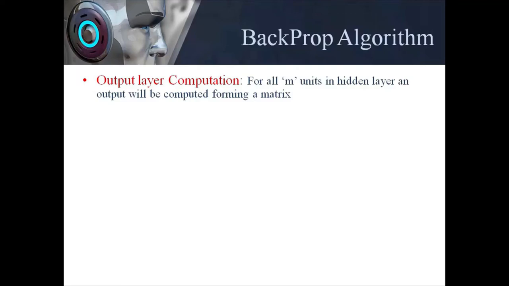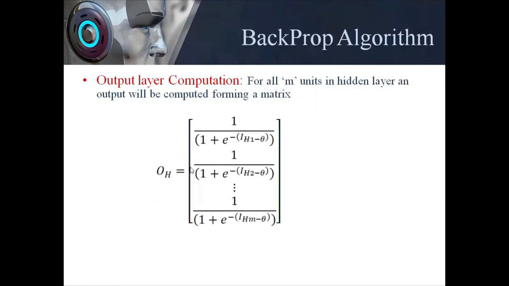So with this value, I now go to the next layer. So I already have my output computed for the hidden layer. So this output from the hidden layer is going as an input to the output layer unit. So for all the m units at the hidden layer, the output will be computed, which forms a matrix OH. Okay, so this is for the mth unit, this is for the second unit, this is for the first unit, and so on. Mind it, in this we are taking my theta to be 0. We can take any value, but for our current example we are taking it to be 0.